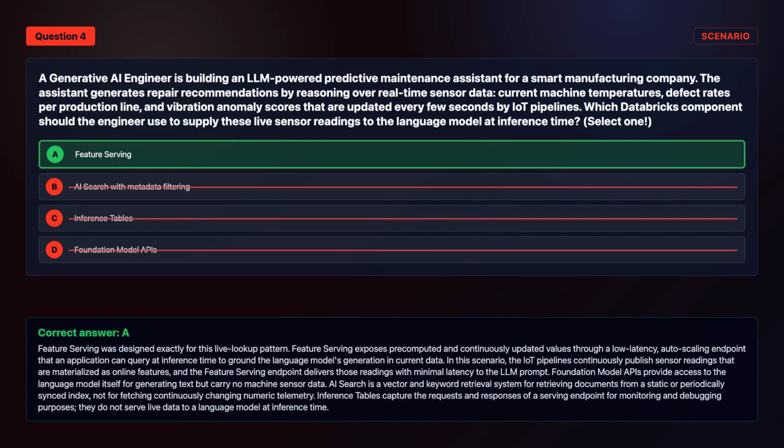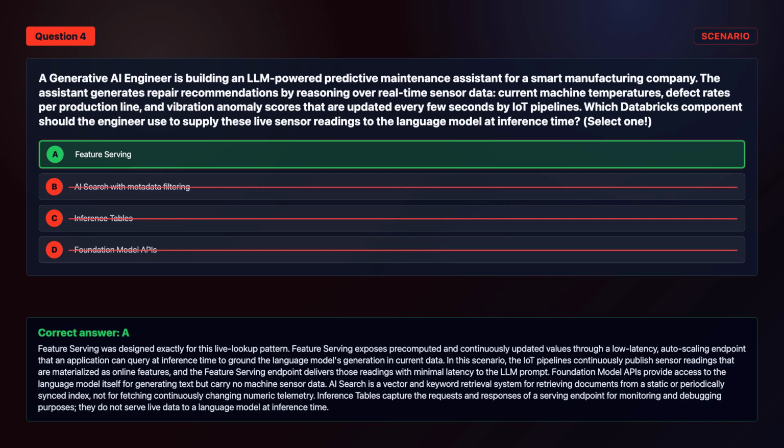The correct answer is option A. Feature serving was designed exactly for this live lookup pattern. Feature serving exposes pre-computed and continuously updated values through a low-latency, auto-scaling endpoint that an application can query at inference time to ground the language model's generation in current data.